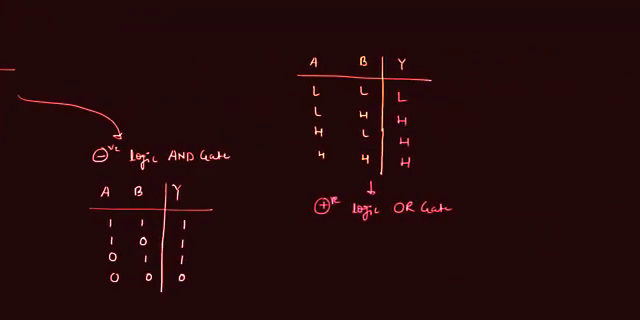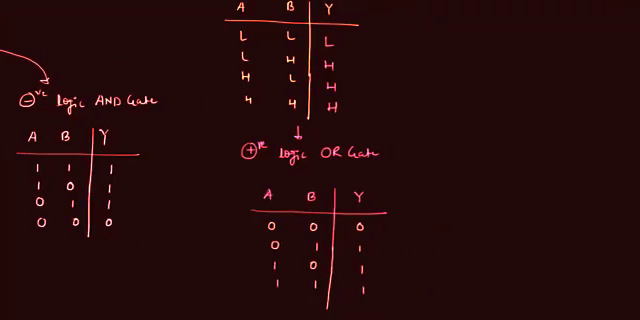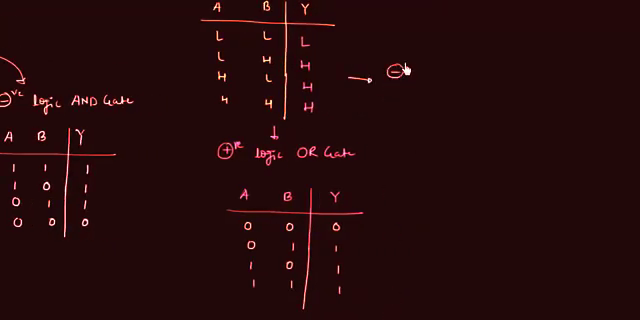So we will follow the same steps, and I am going to represent low by 0 and high by 1. So we have 0, 0, 0, 0, 1, 1. Then we have 1, 0, 1, 1, 1, 1. So this is positive logic OR gate, and we will have our negative logic OR gate.